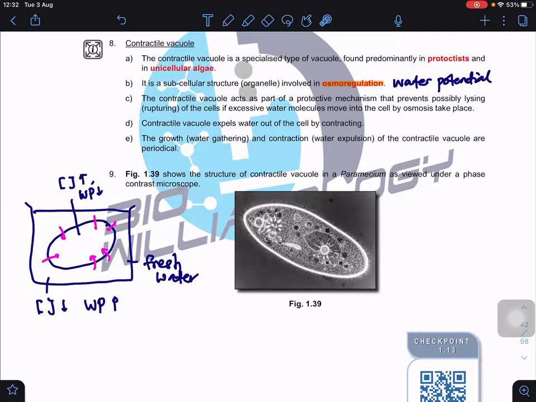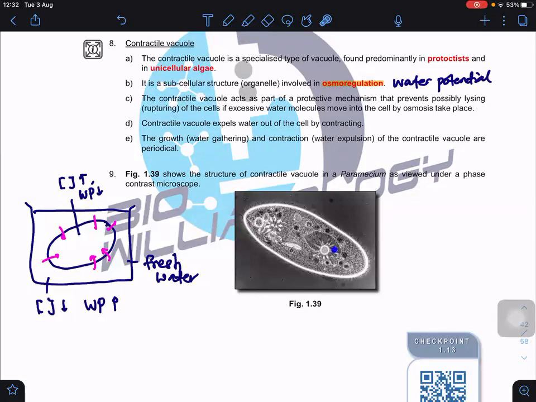So how do they pump it out? They are using this contractile vacuole. Right? We are going to learn about this water potential in the next chapter. So it means that when the water potential is high outside and low inside, water molecules move into the cells by osmosis. So in order to prevent the bursting, this contractile vacuole can help to expel out the water molecules, to make sure that the cell won't burst.